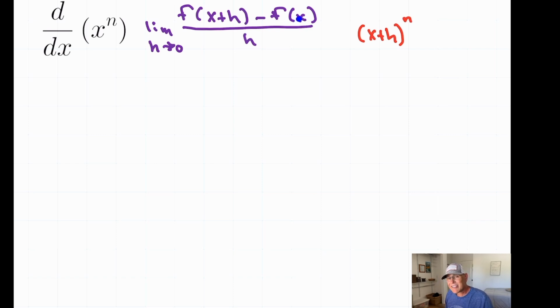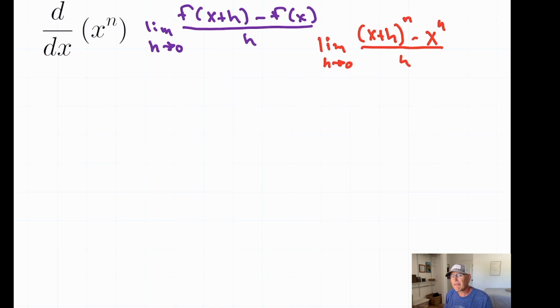Then it asks us to subtract f of x, our original function. So that is subtracting x to the n. Place the whole thing over h, limit as h goes to 0. Now that looks pretty simple, and it's not too bad, but we have to know how to expand this binomial right here. Okay, there's several ways we can do that.